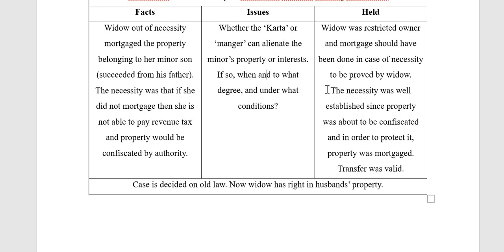Now in this case the court said necessity was well established. जो नेसेसिटी सर्कमस्टांसिस थे, जो नेसेसरी सर्कमस्टांसिस थे, नेसेसिटी थी, जो जरूरत थी, उसको एस्टैब्लिश कर दिया गया है. Since the property was about to be confiscated, in order to protect it, the property was mortgaged, and the transfer was valid. Now this case was decided on old law when women did not have any share in husband's property. But if similar circumstances happen, suppose she is holding property on behalf of a minor, then it will be perfectly valid.